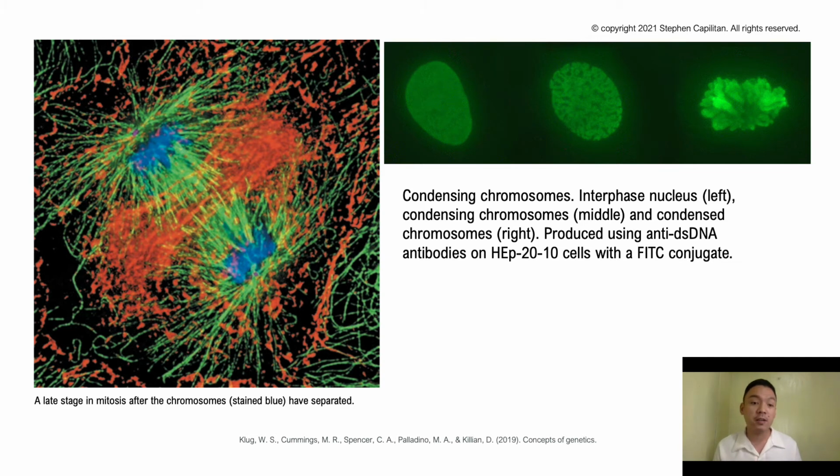The photo on your left is a late stage of mitosis after the chromosomes stained in blue have separated, and the photo on your right shows condensing chromosomes, with an interphase nucleus on the left, condensing chromosomes in the middle, and condensed chromosomes on the right, produced using anti-dsDNA antibodies on HEp-2010 cells with a FITC conjugate.